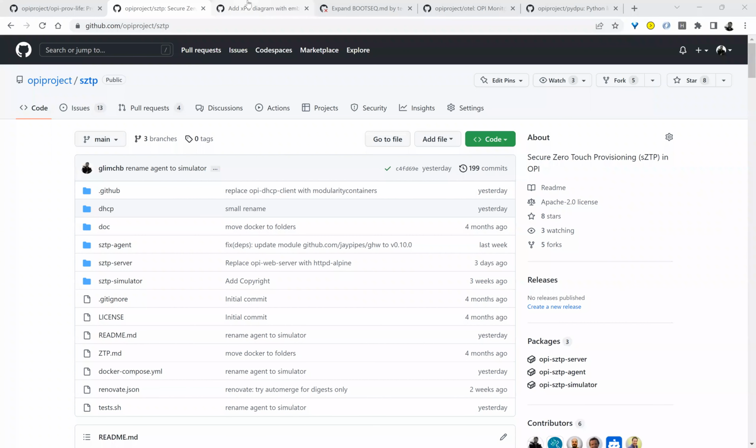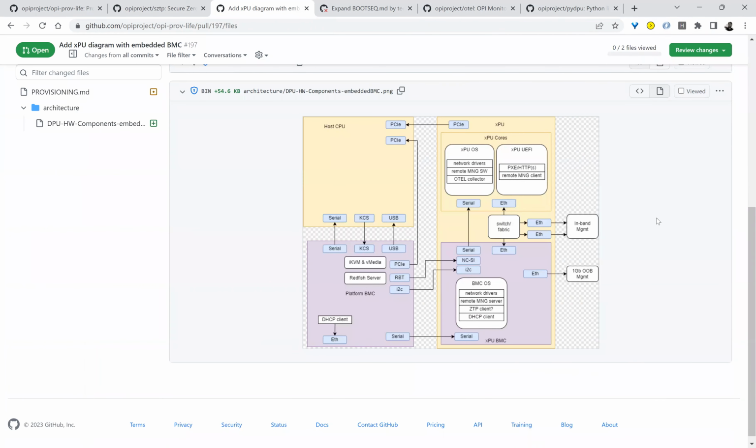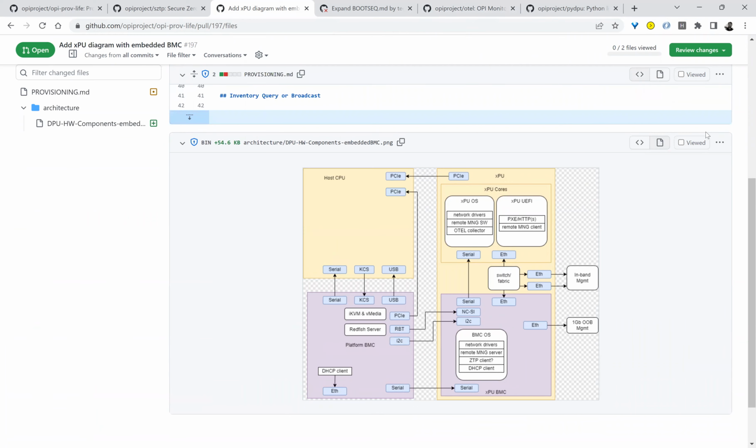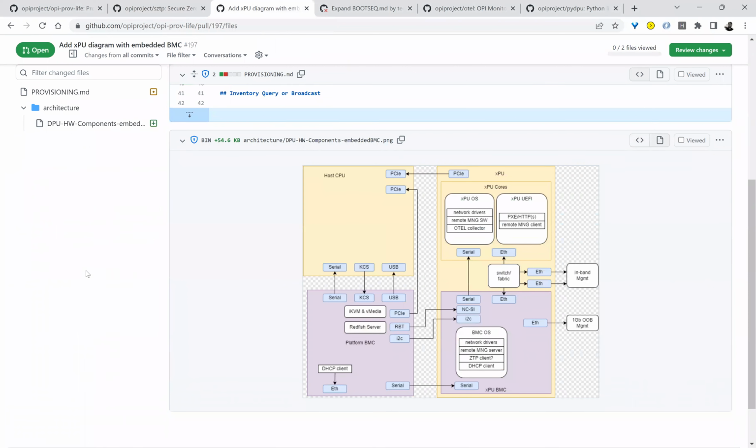Okay, so first I see Andre here on the call. Andre raised this pull request to add a new diagram. So Andre, if you can walk us through this. Yeah, Boris, I saw your comment, but unfortunately I had no time to update and provide more description. I think it's a continuation of our discussion we had 3 weeks ago, when we said that we will add a diagram with BMC, which is part of IPU.